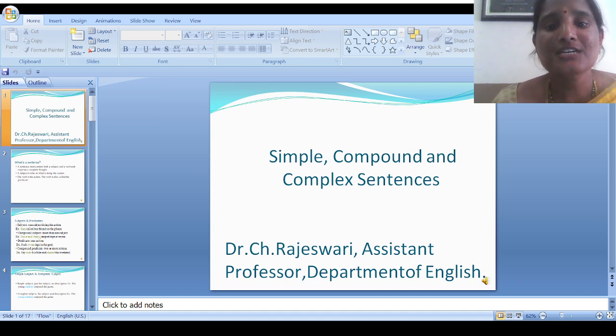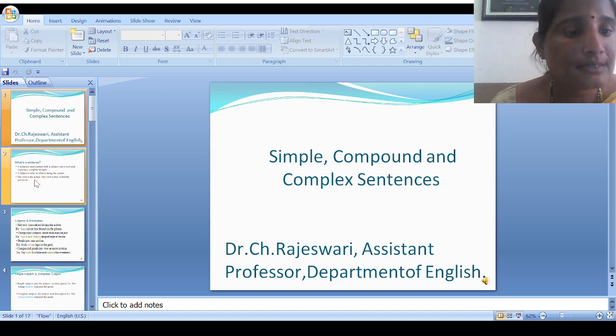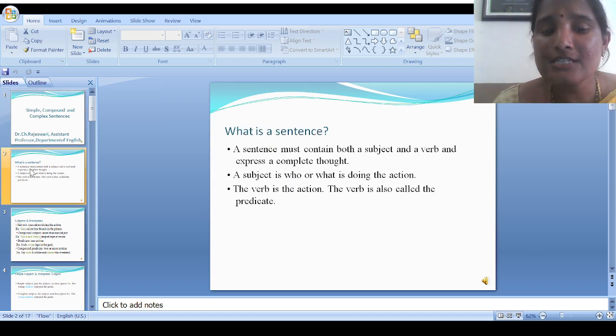Students, today let us check what are simple, complex and compound sentences. This is the basic that we start with. What is a sentence? A sentence must contain both subject and verb and express a complete thought. Whenever we are talking, we can identify that a subject is who or what is doing the action, a verb is the action, and a verb is also called the predicate.